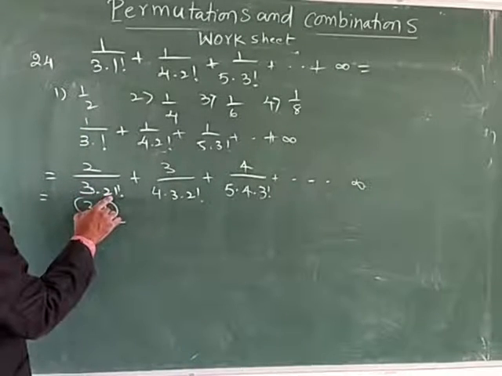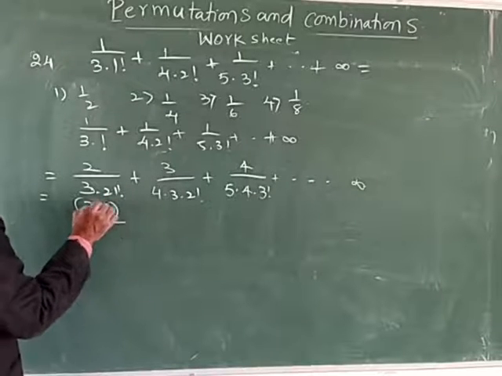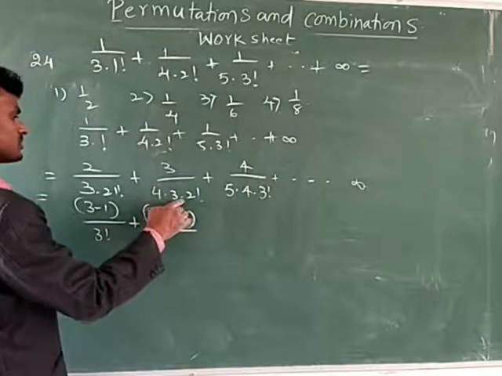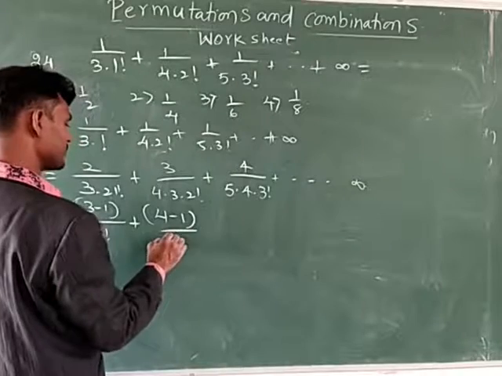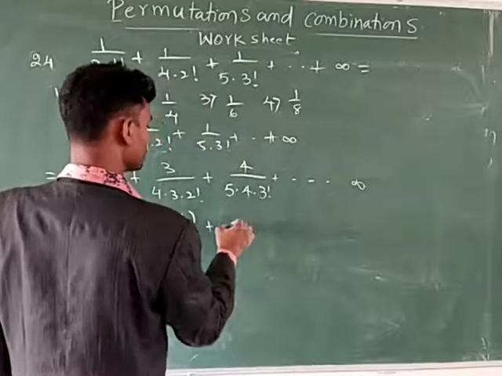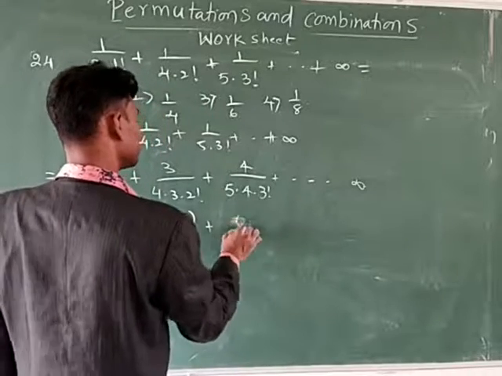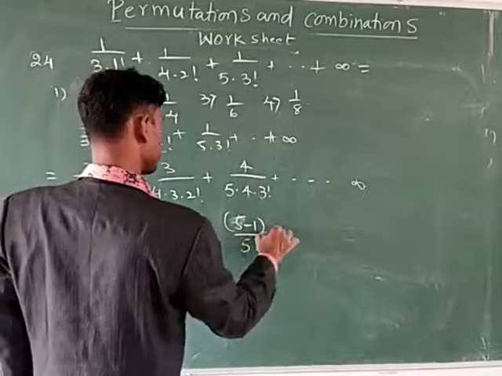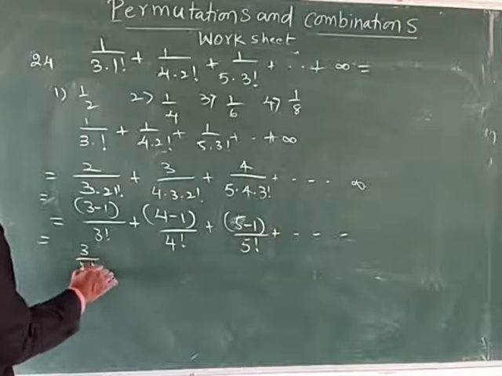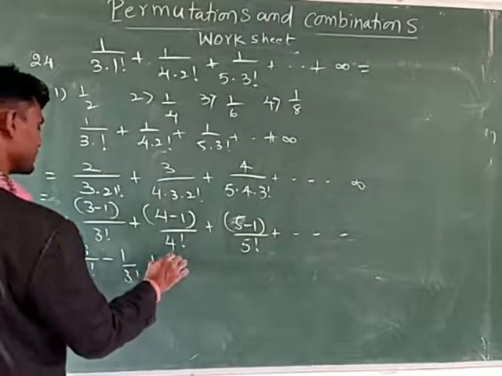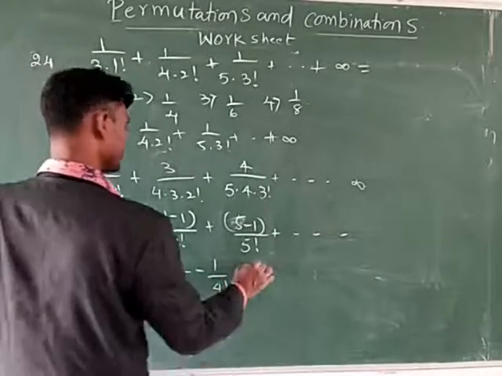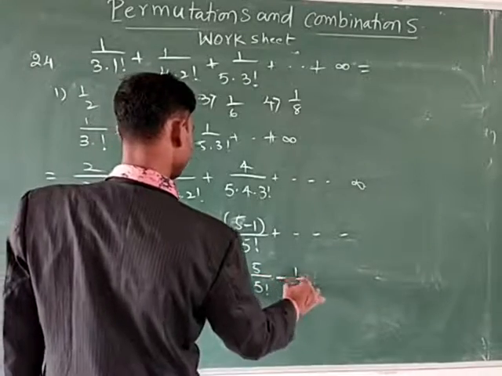Now see here, this one we can write as 3 minus 1, over 3 into 2 factorial, which is 3 factorial. The next one is 4 minus 1, over 4 into 3 into 2 factorial, which is 24, that is 4 factorial. Next, 5 minus 1 over 5 factorial, and so on. Now you can write separately: 3 by 3 factorial minus 1 by 3 factorial, plus 4 by 4 factorial minus 1 by 4 factorial, plus 5 by 5 factorial minus 1 by 5 factorial, and so on.